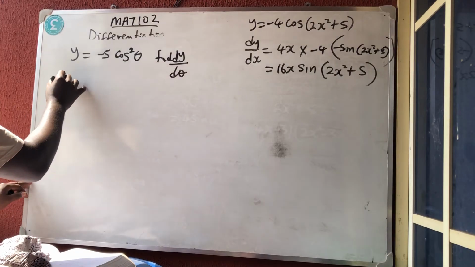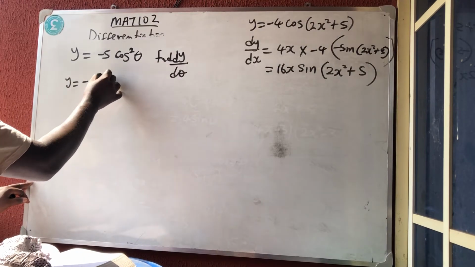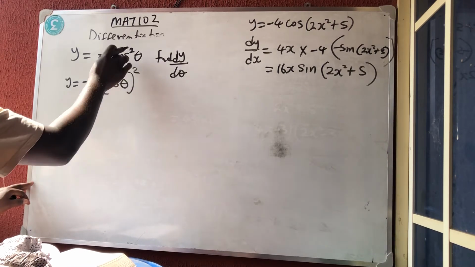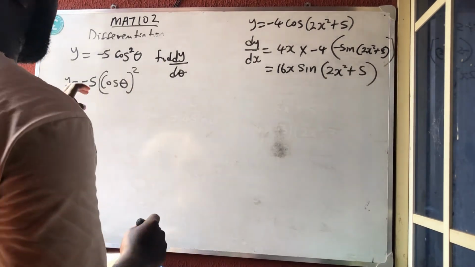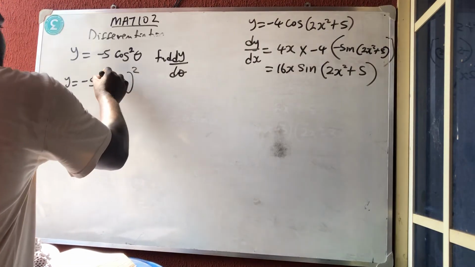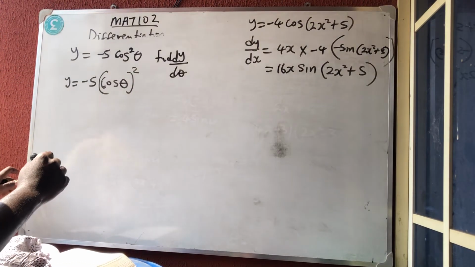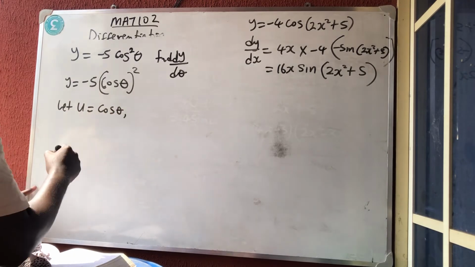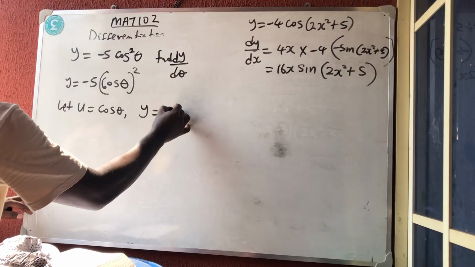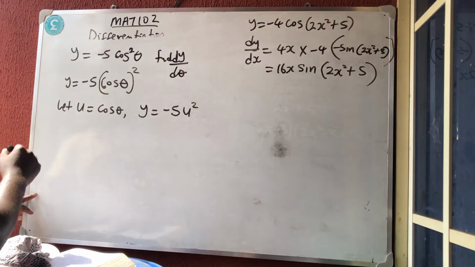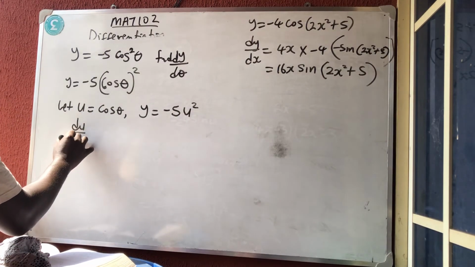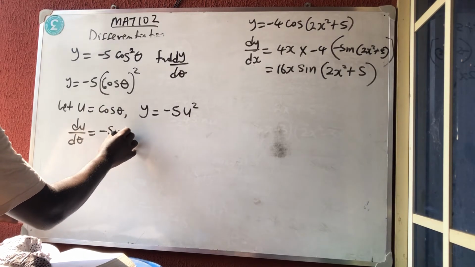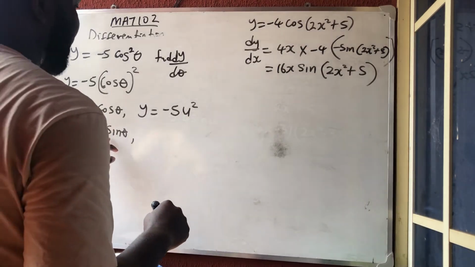So what do? Whenever you have this, it is the same as saying that y is equal to minus 5 cos theta all squared. This thing and this thing are the same thing. So it will help you to see the one that is the bracket. That is cos theta. So I will say let u be equal to cos theta. So therefore my y will now be minus 5 u squared. So these two will give me du d theta. Du d theta is minus sin theta, because the differentiation of cos is minus sin.